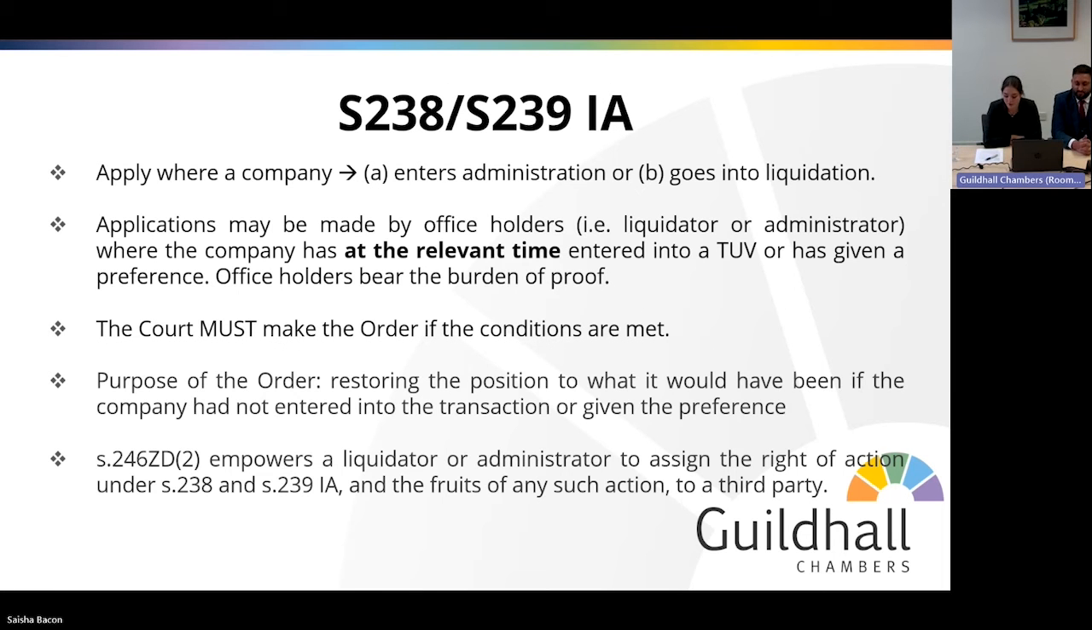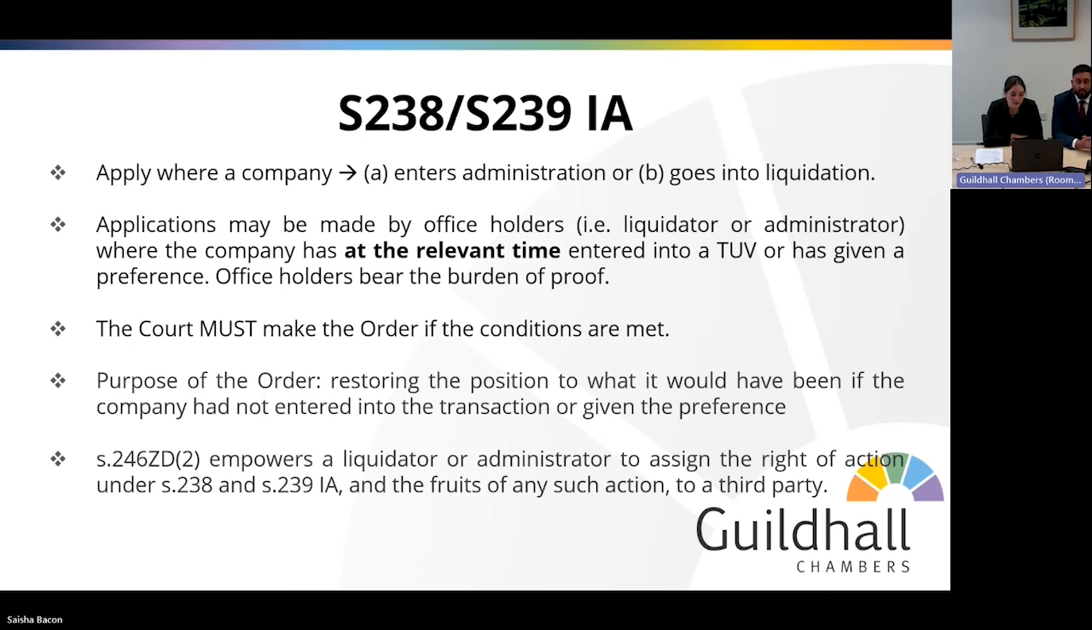Right, thank you, Govinder. So I'm now going to just take us through some of the types of claims that could be made by office holders. I'm first going to look at the company insolvency provisions, which is Section 238 and Section 239 of the Insolvency Act. Section 238 is for transactions at an undervalue, or TUVs, and Section 239 is for preferences. When do these sections apply? Well, these sections apply when a company either enters into administration or into liquidation.